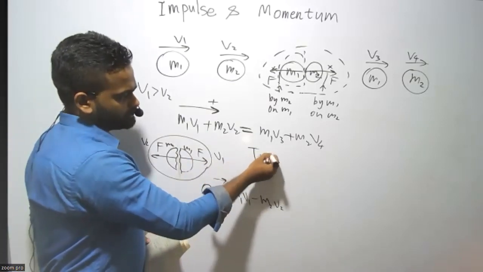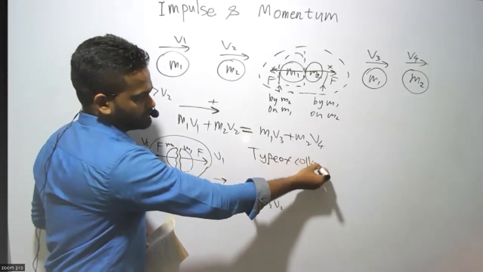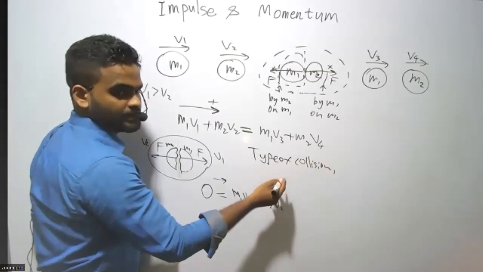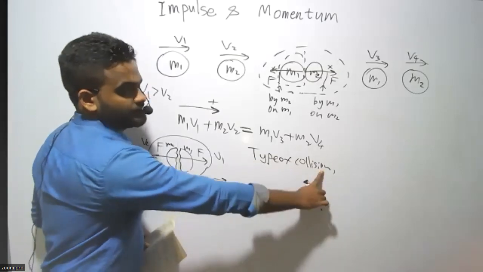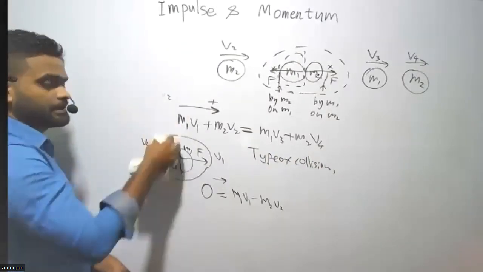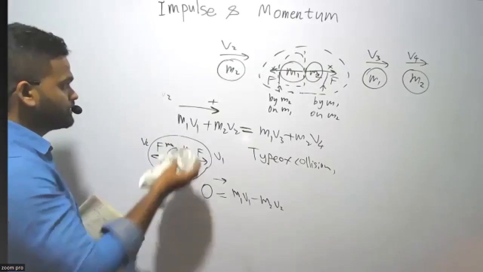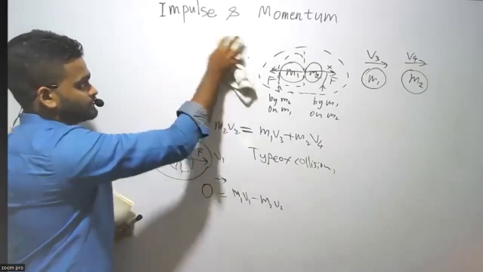Then write types of collisions. I'll briefly explain this, right? Write the topic: types of collisions. Write down the first one, perfectly elastic.